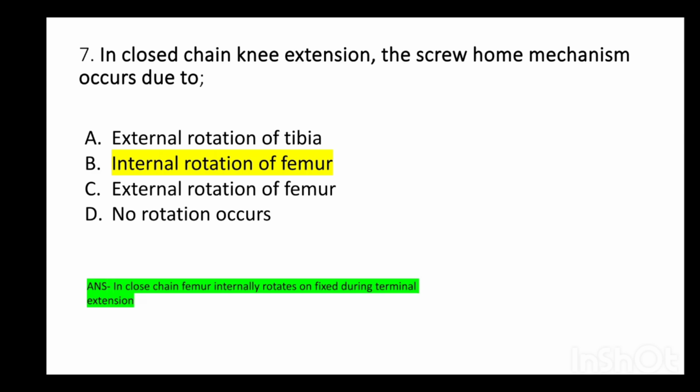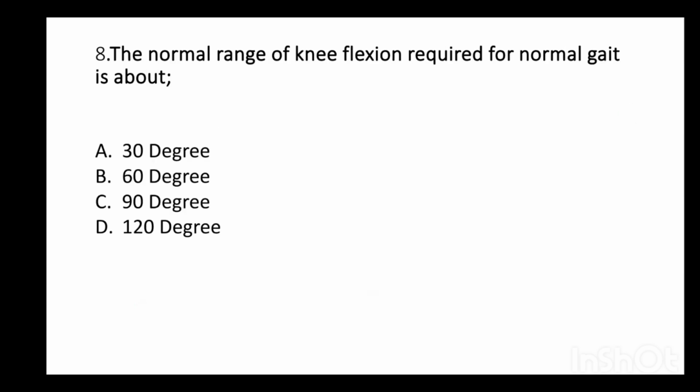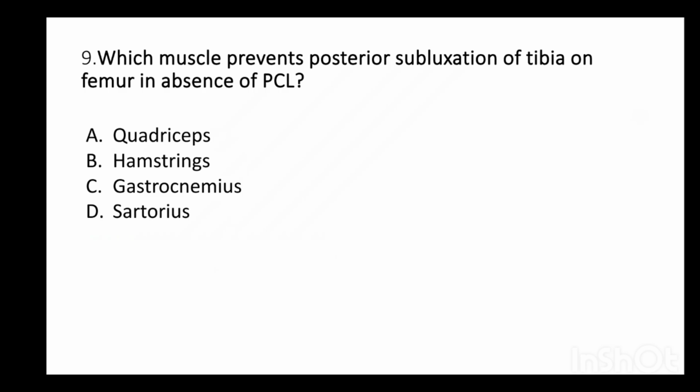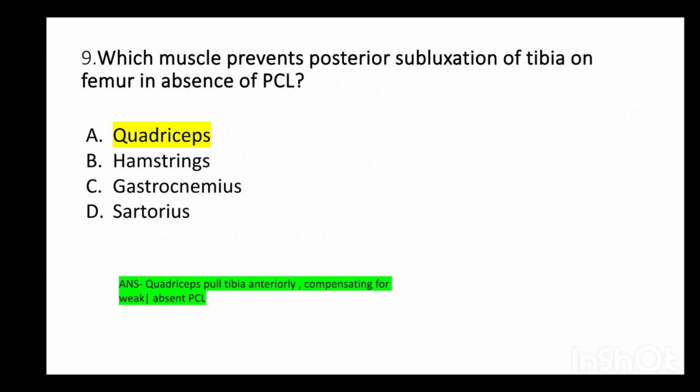Our next question is, the normal range of knee flexion required for normal gait is about 30 degree, 60 degree, 90 degree, 120 degree. Walking requires 60 degree and stair climbing 90 to 110 degree. Our next question is, which muscle prevents posterior subluxation of tibia on femur in absence of posterior cruciate ligament? Quadriceps, hamstring, gastrocnemius, sartorius. And the answer is quadriceps. Quadriceps pulls tibia anteriorly, compensating for weak or absent PCL.